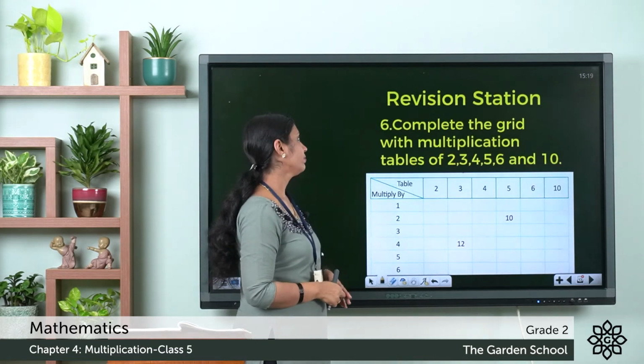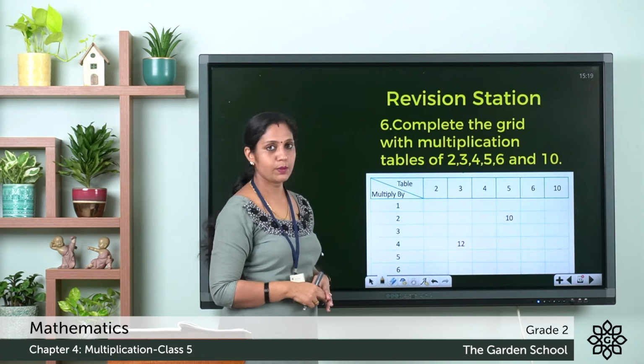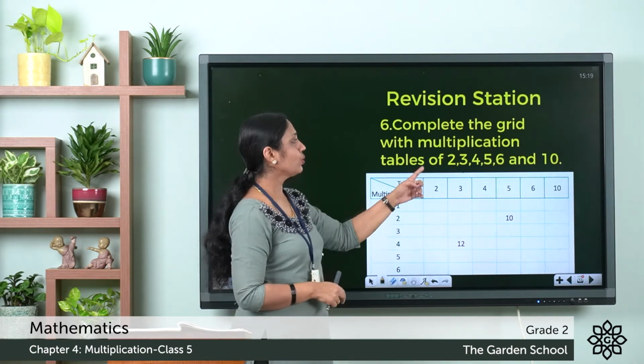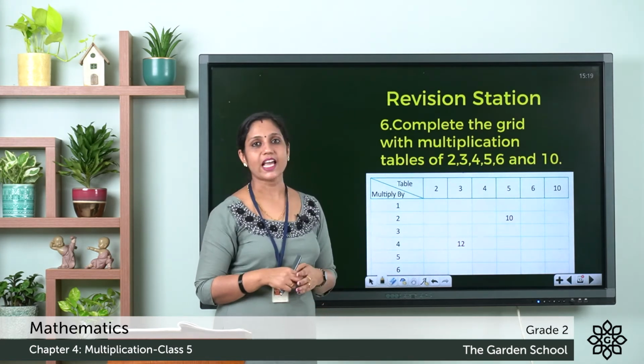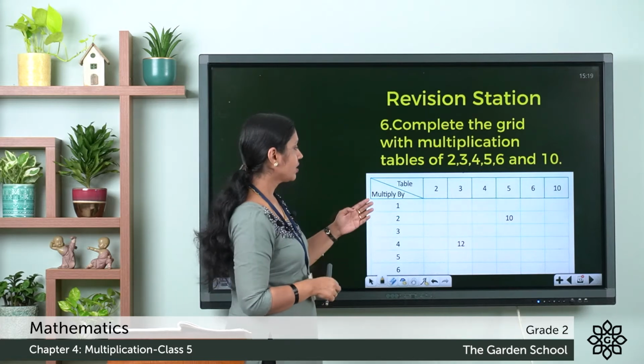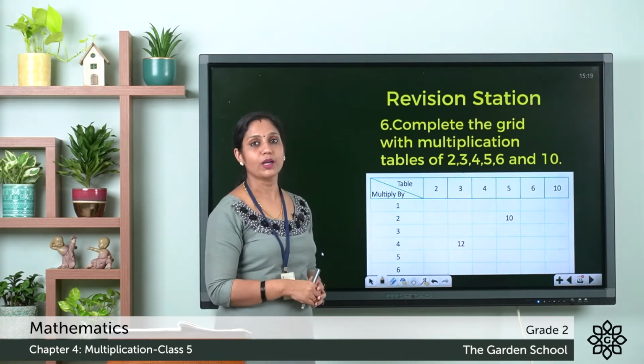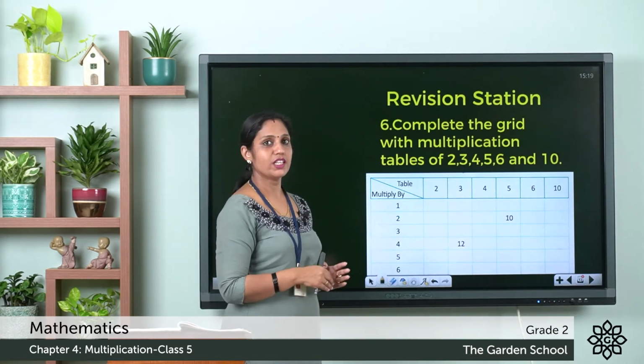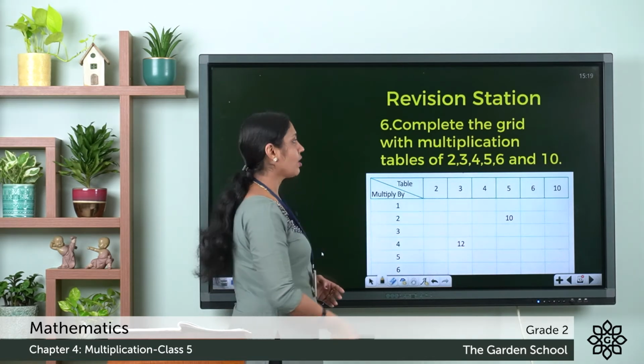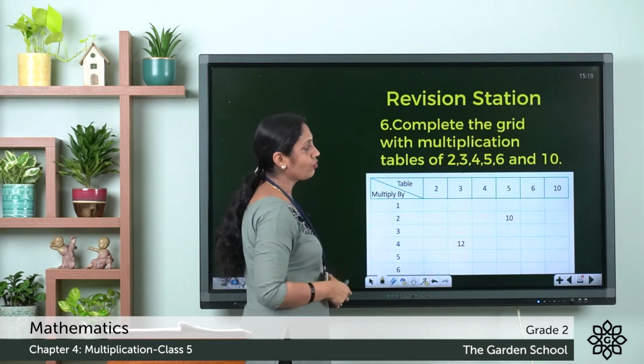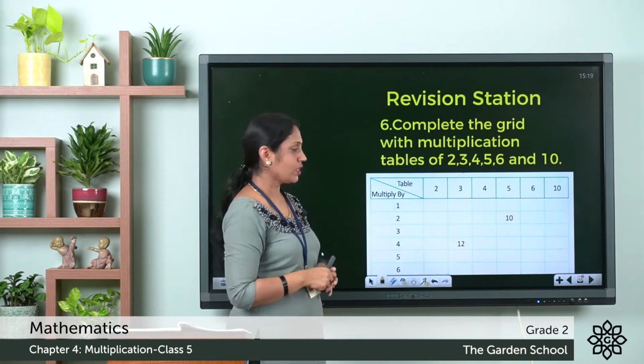Next we have to complete the grid with multiplication tables of 2, 3, 4, 5, 6 and 10. So you can see a table is given. We have to complete the table using the multiplication tables of 2, 3, 4, 5, 6 and 10. So let's start doing.